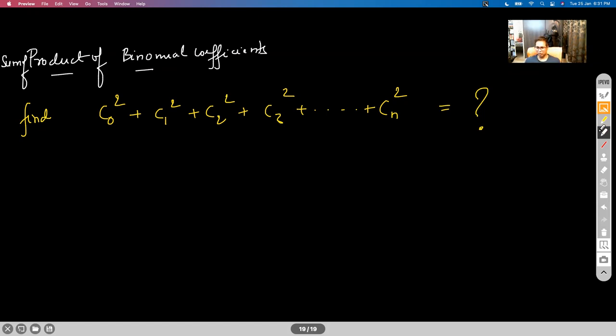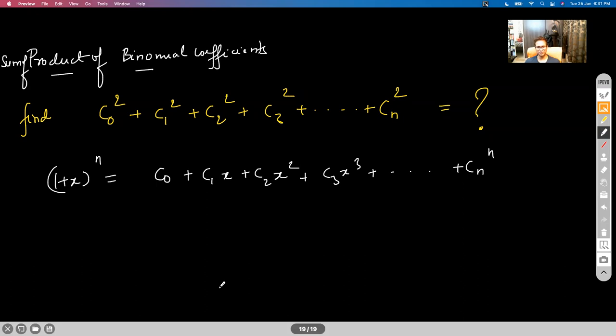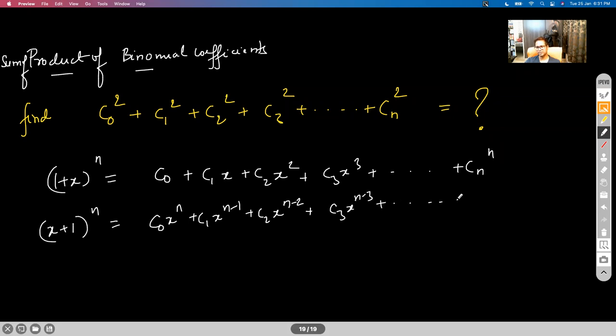Now, let me give you an idea of how to do these kinds of problems from this example. And then I'll give you a follow-up question. Now see, we already know 1 plus x to the power n, right? What is it? C0, C1x, C2x square, C3x cube, and so on till Cn x to the power n, correct? Now you write the same binomial term in a reverse fashion. That means put x as your first term and 1 as your second term. So this is going to lead to this expression. Correct?